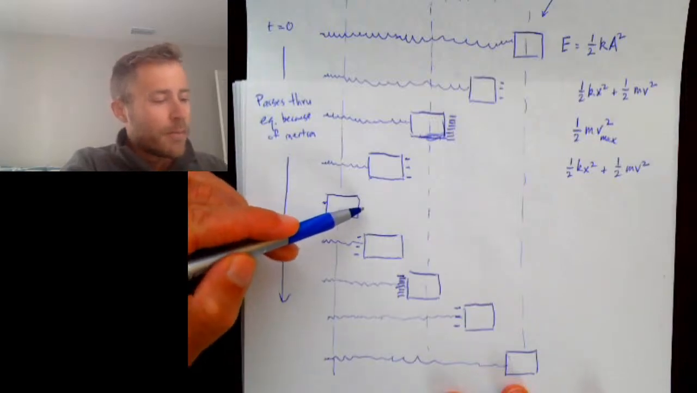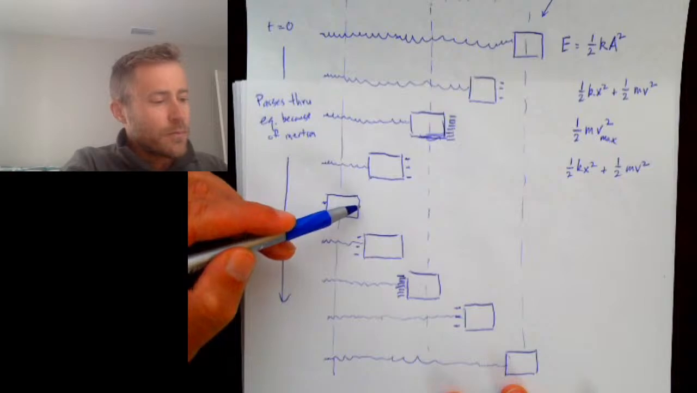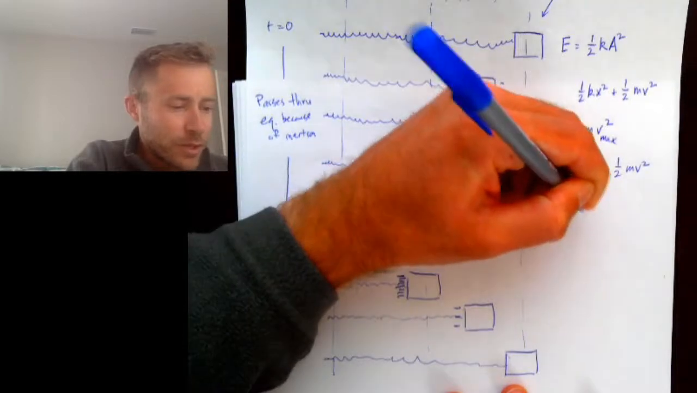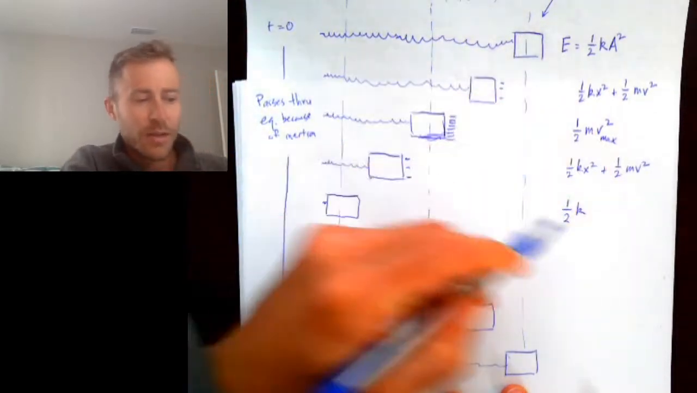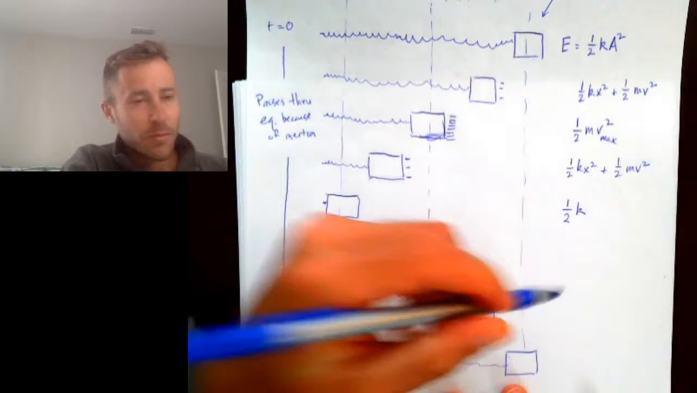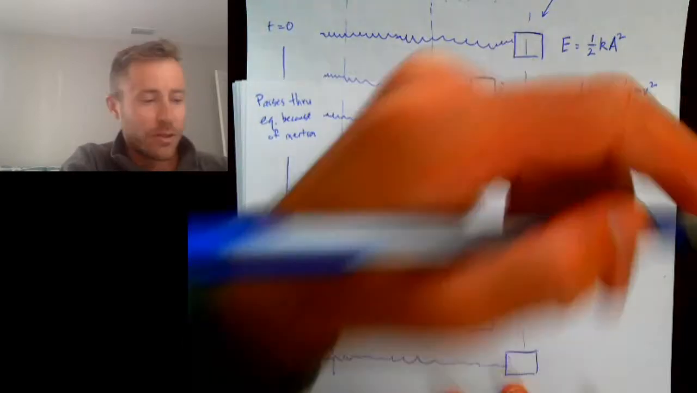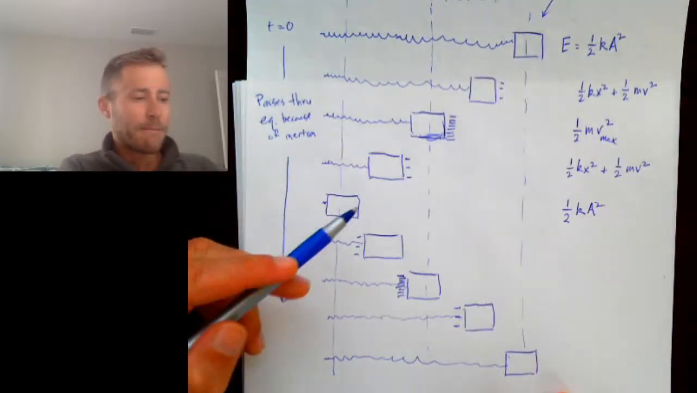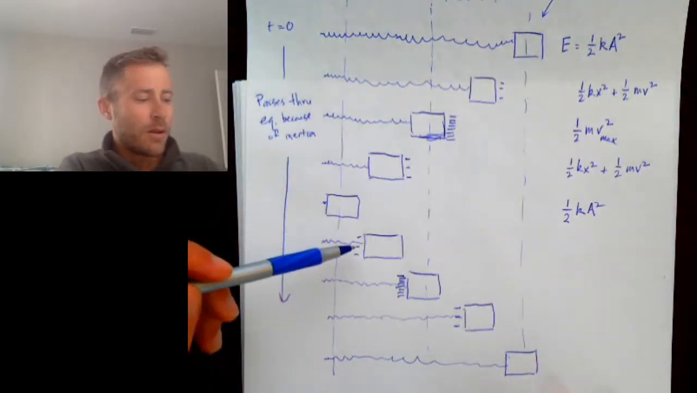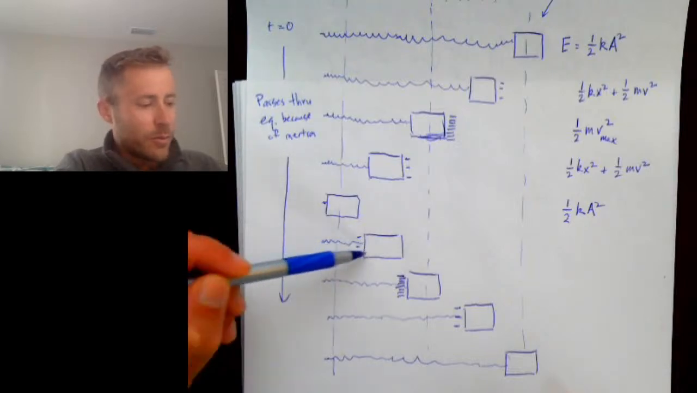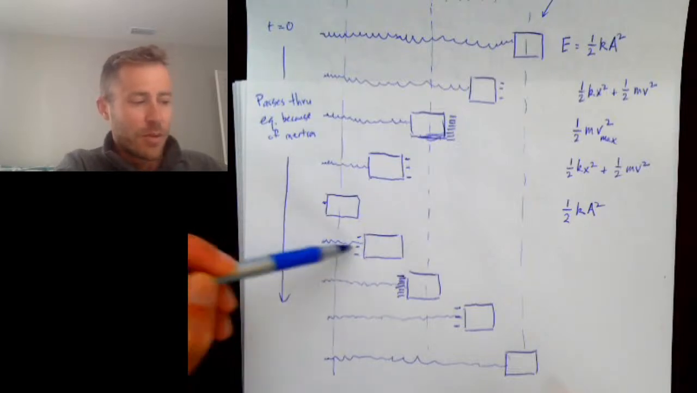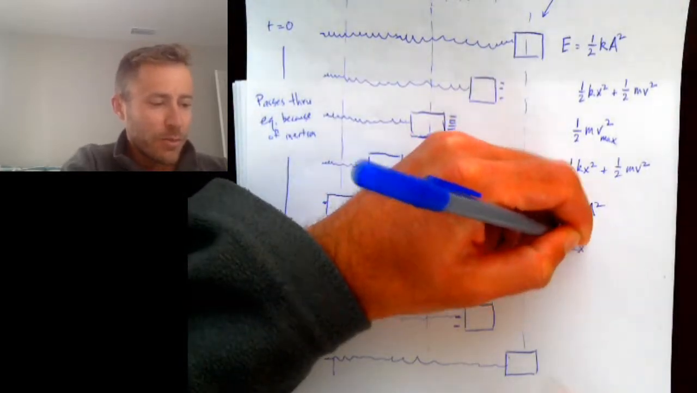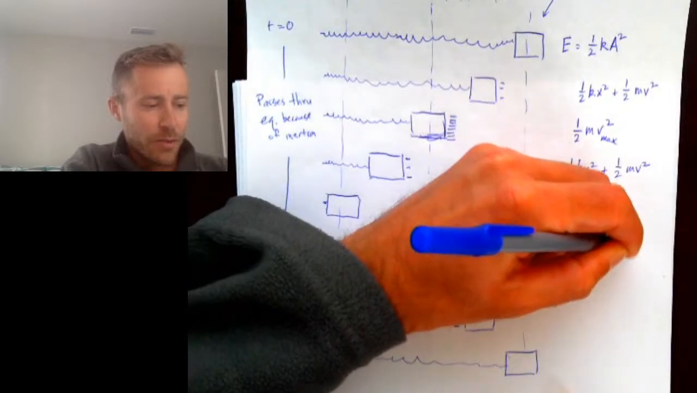All right. And so we have the energy is all potential, 1/2 k times negative A squared. Negative A quantity squared is just the same thing as A squared. Okay. And then here we have, again, some compression and some motion. So we have 1/2 kx squared plus 1/2 mv squared.